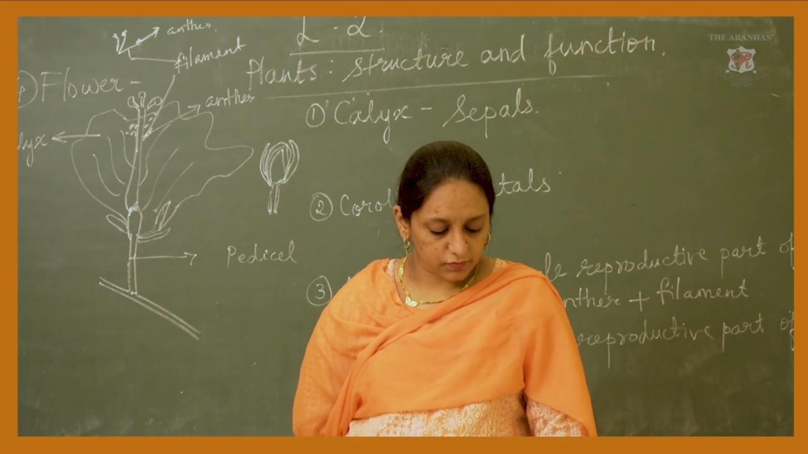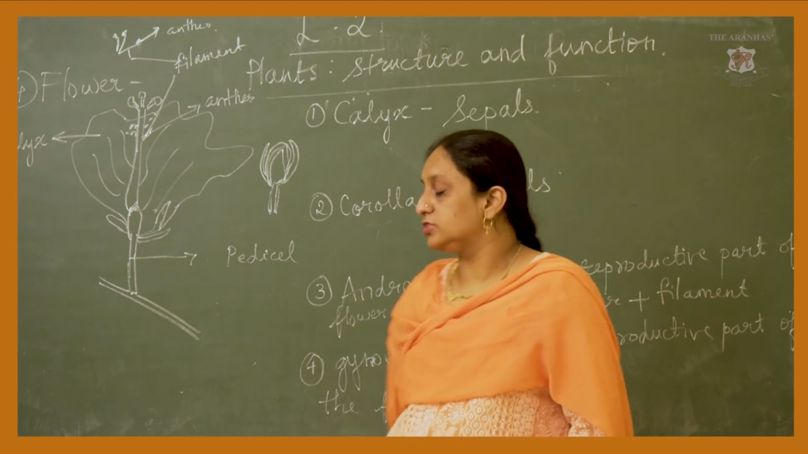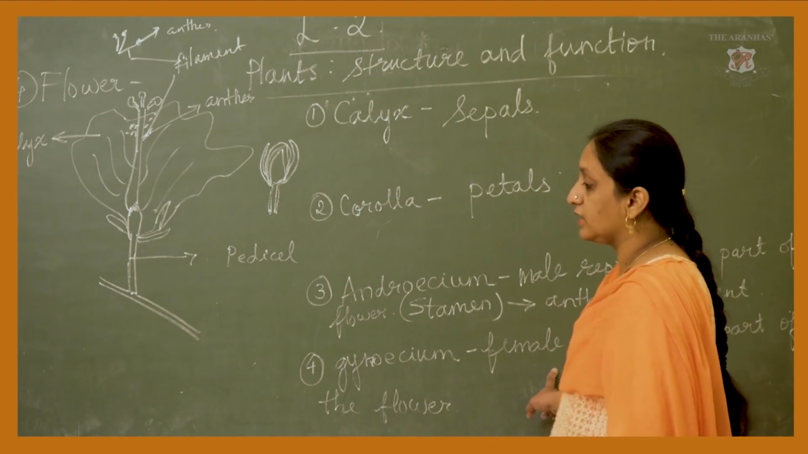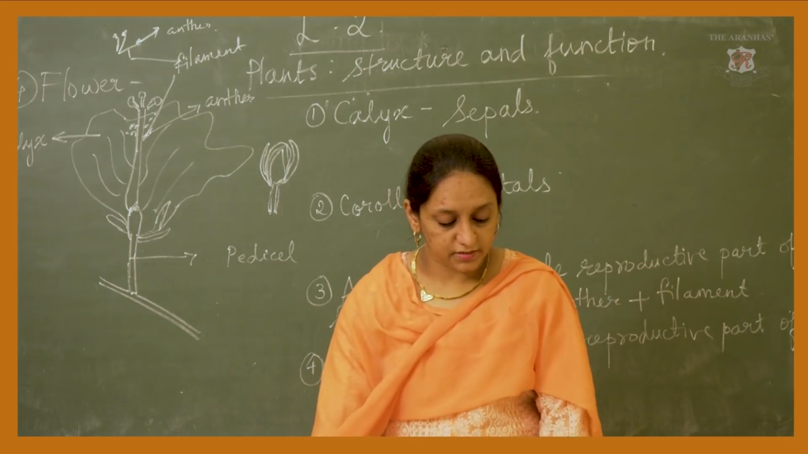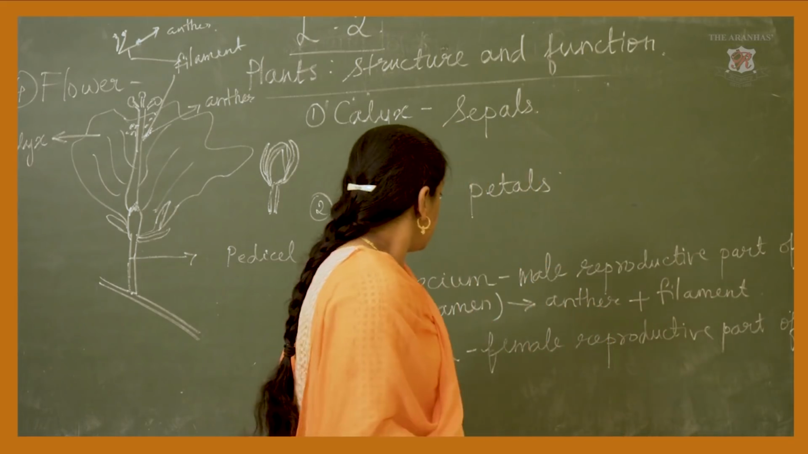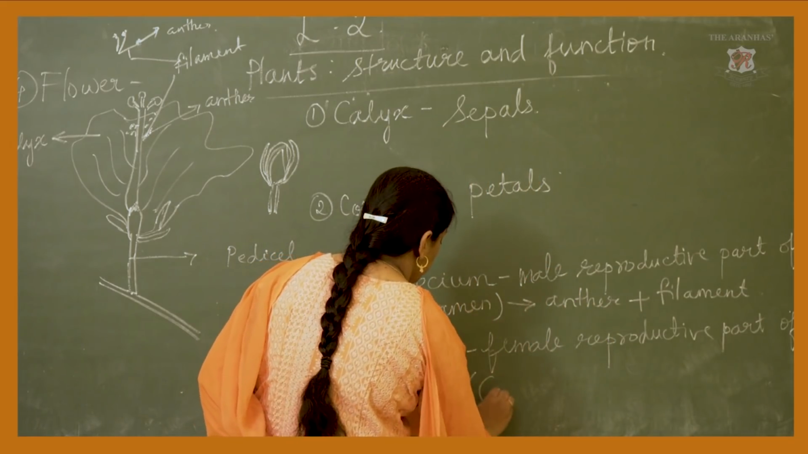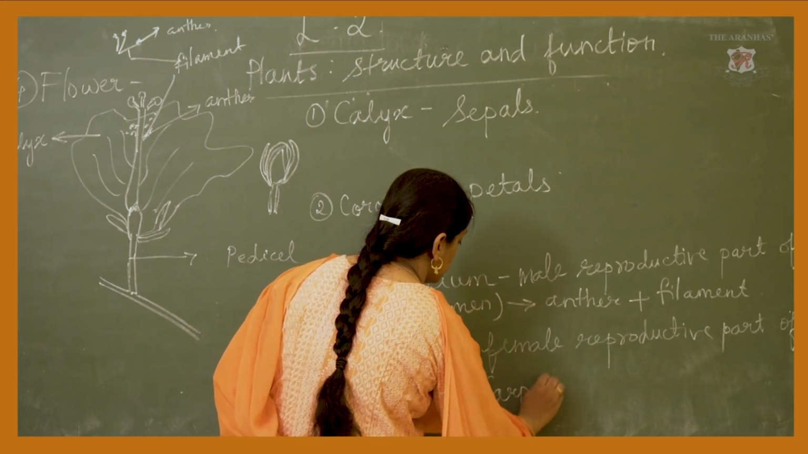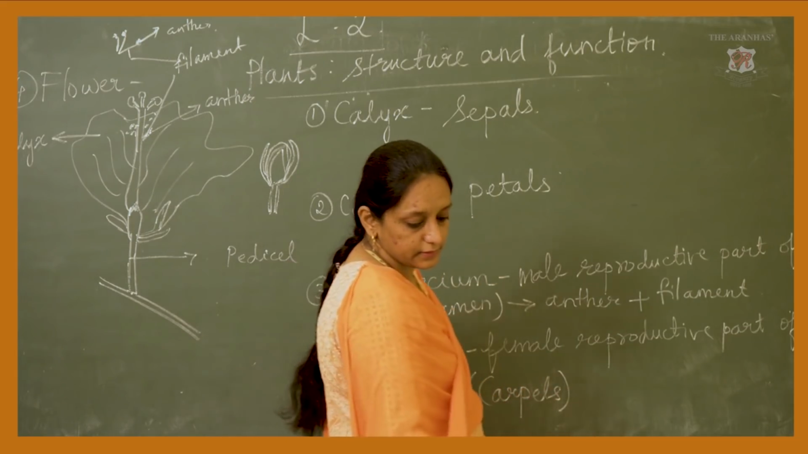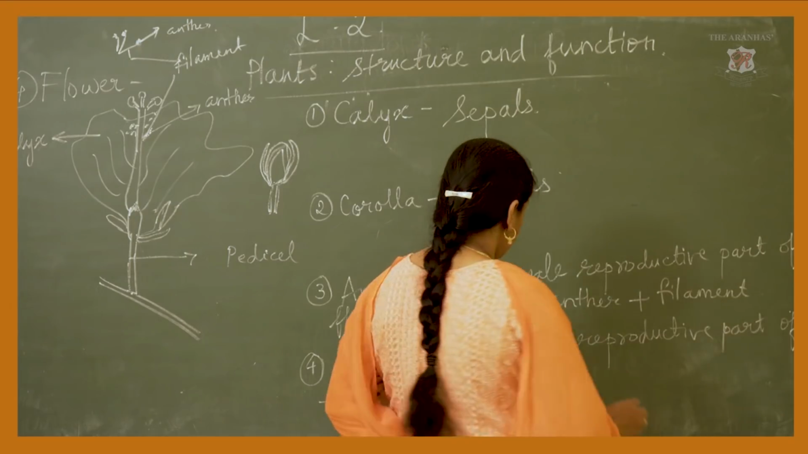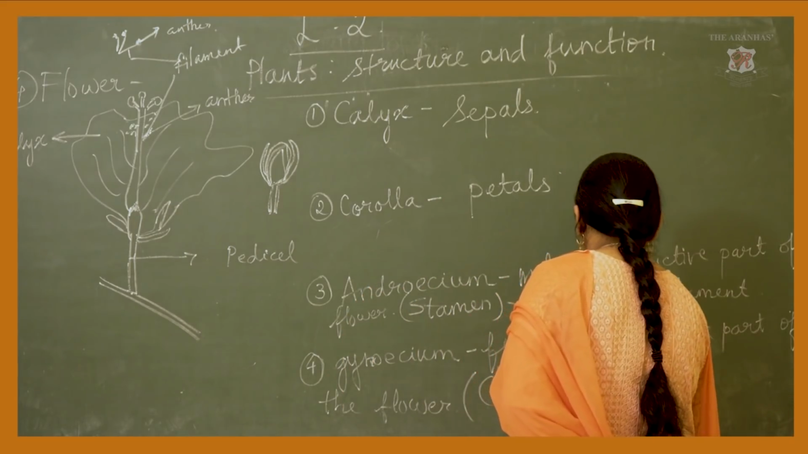The fourth part of the flower is the gynoecium. Gynoecium is the female reproductive part of the flower. I have written it first only. Then it is made of carpels. Gynoecium is made of carpels, and carpel consists of stigma, style and ovary.